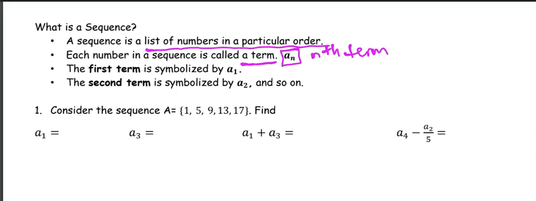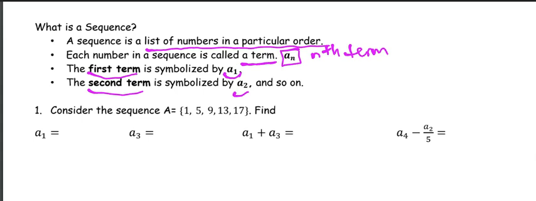The first term is symbolized by a sub 1, and that's called the first term because it's the first number in the list. The second term, which is the second number in the list, is symbolized by a sub 2, and so on and so forth. Let's take a look at the first example.